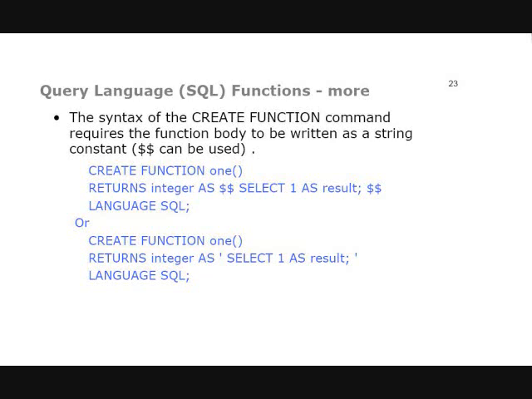Or I could have created function 1 as return integer as $$ select 1 as result $$. So I can either use the dollar delimiters or the single quote delimiter. But if I have single quotes used within the body of the function, it's better to use the $$, because then there won't be confusion. So if I execute that, the function is going to return just 1.